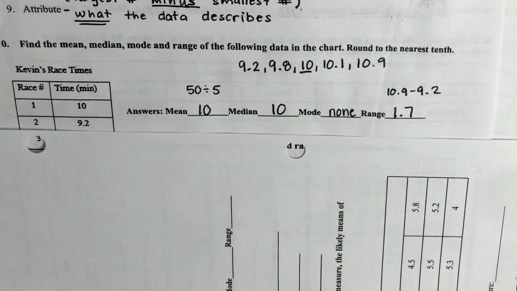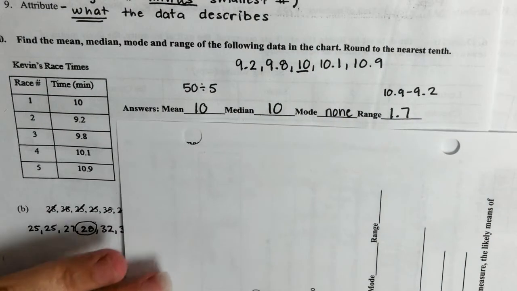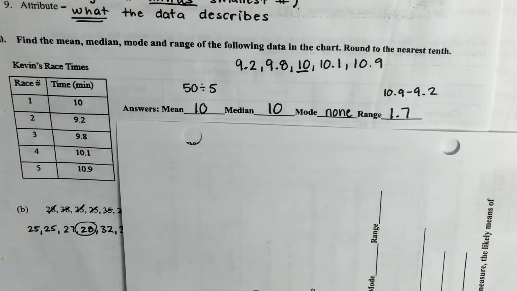Okay, so I took on this find the mean, median, mode problem, the chart of Kevin's race times. First, I put them in order from least to greatest. That's the biggie. If you don't put them in order, you're probably going to get the wrong median especially. To find the mean, and if you don't remember something or don't know how to do it, you did it wrong. I need you to write down how to do it.